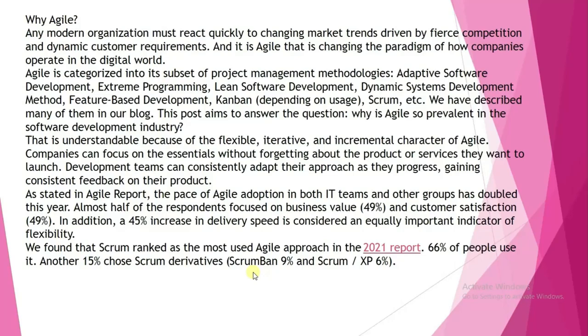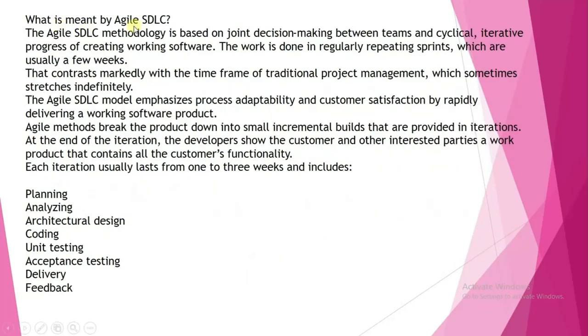Moving to the next slide: what is meant by Agile SDLC, that is, software development life cycle. The Agile SDLC methodology is based on joint decision making between teams and cyclical, iterative progress of creating working software. The work is done in regularly repeating sprints, which are usually a few weeks. Sprint means a duration, a time period. Usually those periods are a few weeks.